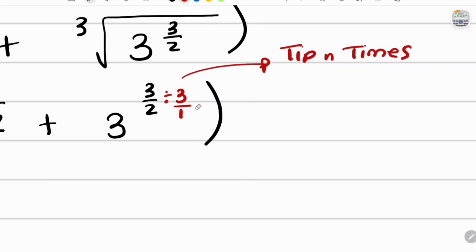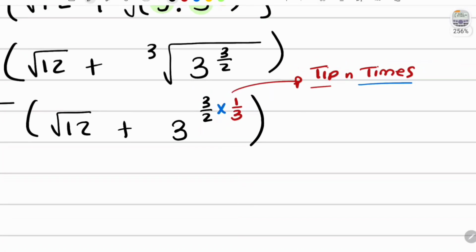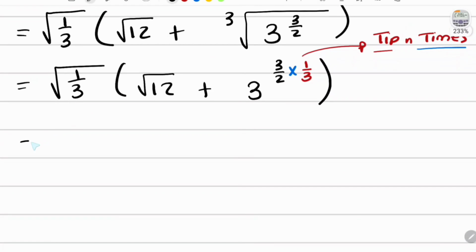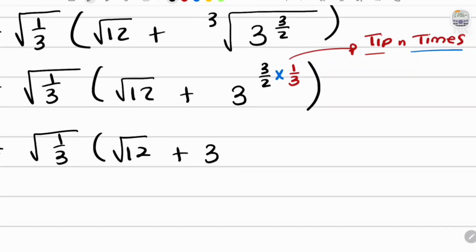So in tip and times, you're going to take the thing that is dividing that number and you're going to tip it. It was 3 over 1. So we'll tip it, meaning swap the numerator and denominator. So it becomes 1 over 3. And then the times part just means change your division to a multiplication. So that's what that becomes because of tip and times. And so we have square root of 1 over 3 being multiplied by the square root of 12 plus, and this is now 3 to the power of, and then we can multiply.